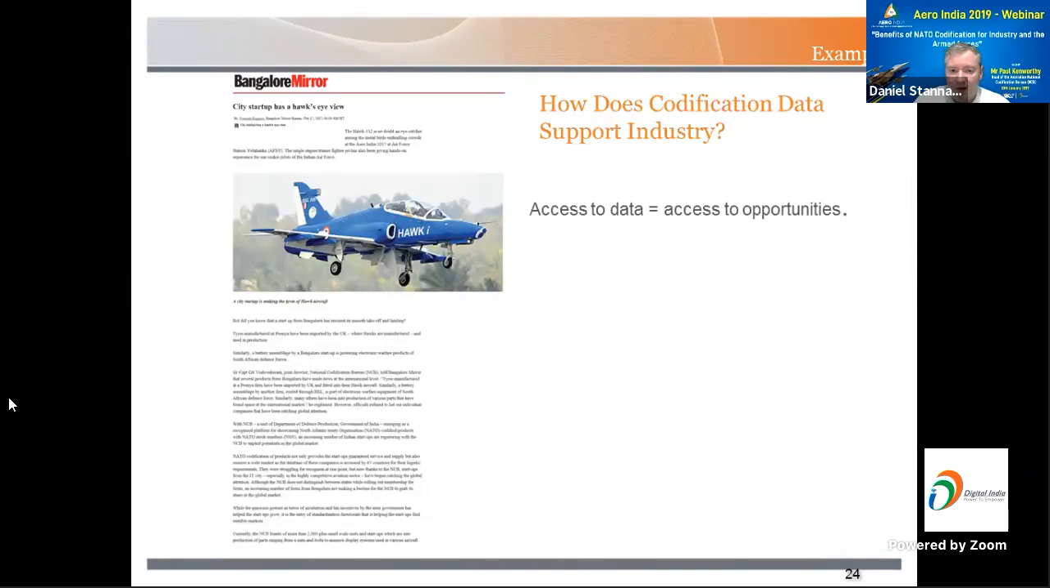So the NMCRL can be very useful for industry to determine what the logistics requirements are of militaries around the world, and including some government agencies. For example, AusAid in Australia uses NSN information as well, as do a number of other countries' government agencies. So this is a very powerful tool. And as it says there on the slide, access to data is access to opportunities. And that's a great example with the tyres for the Hawk aircraft.